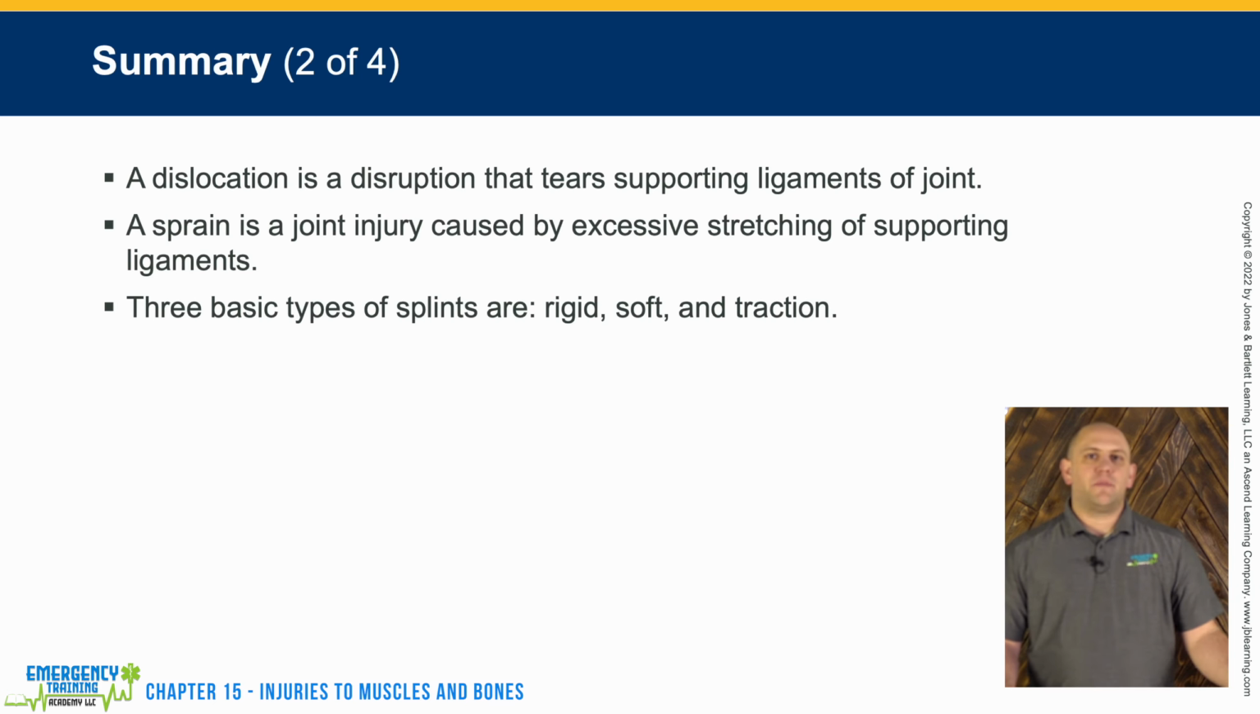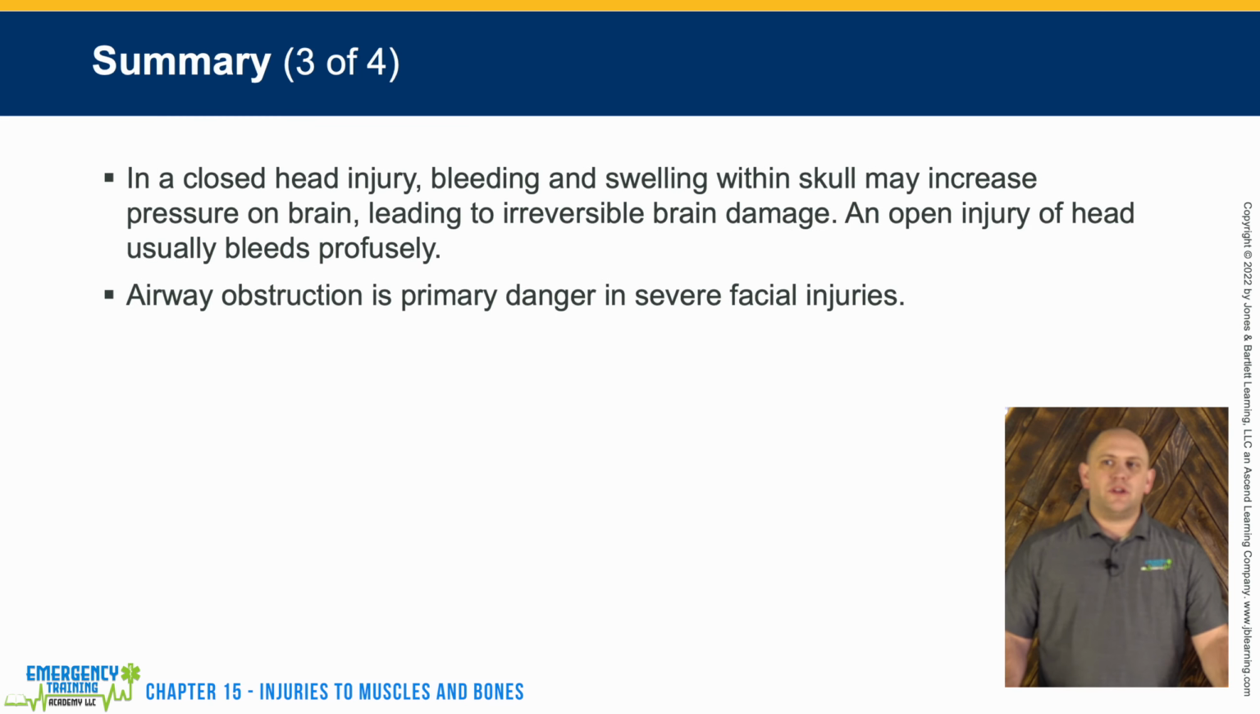And the basic types of splints that we're going to use for all of our fractures, dislocations, and sprains include rigid splints, soft splints, and traction splints. Severe head and spinal cord injuries can result from many different kinds of trauma. These traumas are common causes of death, if not fatal. They may lead to irreversible paralysis and potential brain damage.